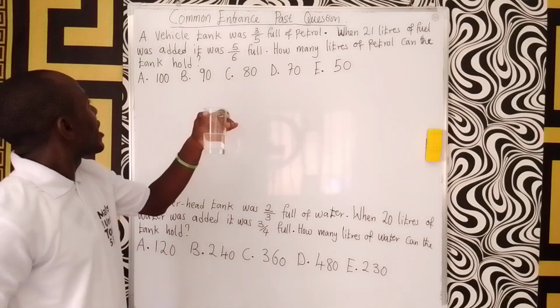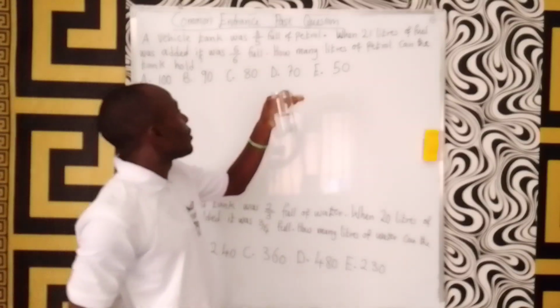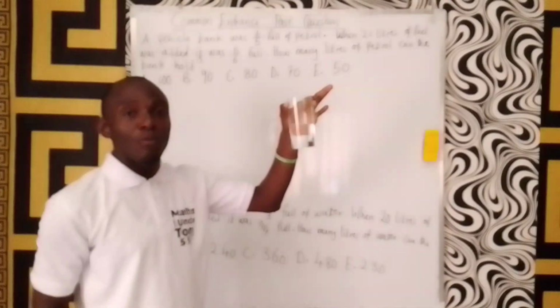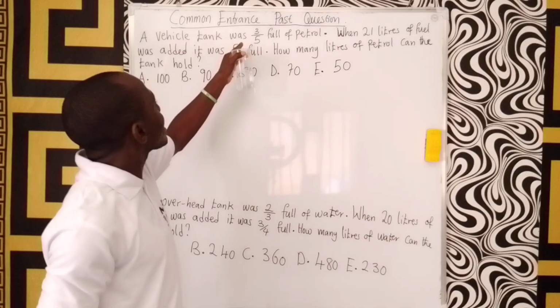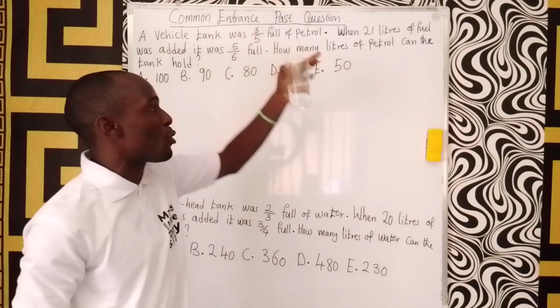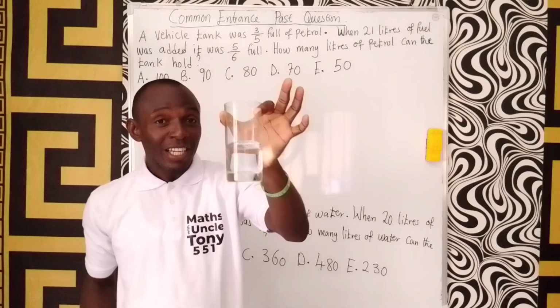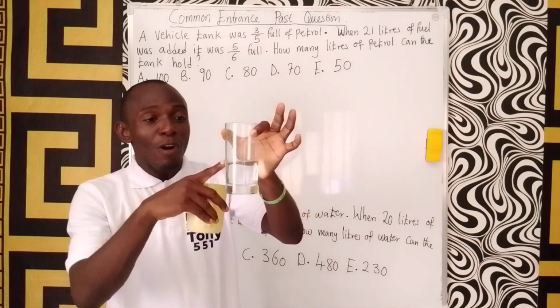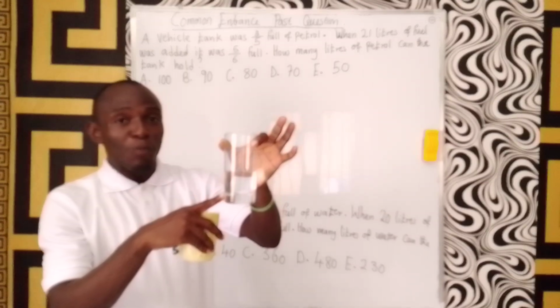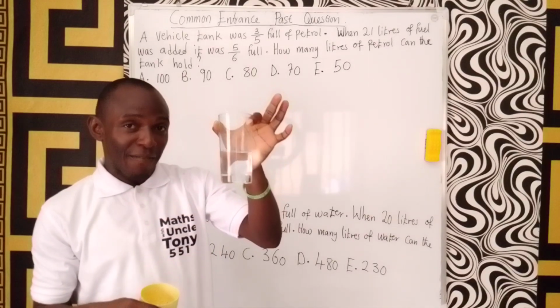This is the tank of the vehicle, which is 3/5 full of petrol. This is water, but let's take it as 3/5 full of petrol. This is the tank of a car having 3/5 full of petrol. This is the quantity of fuel the tank has.